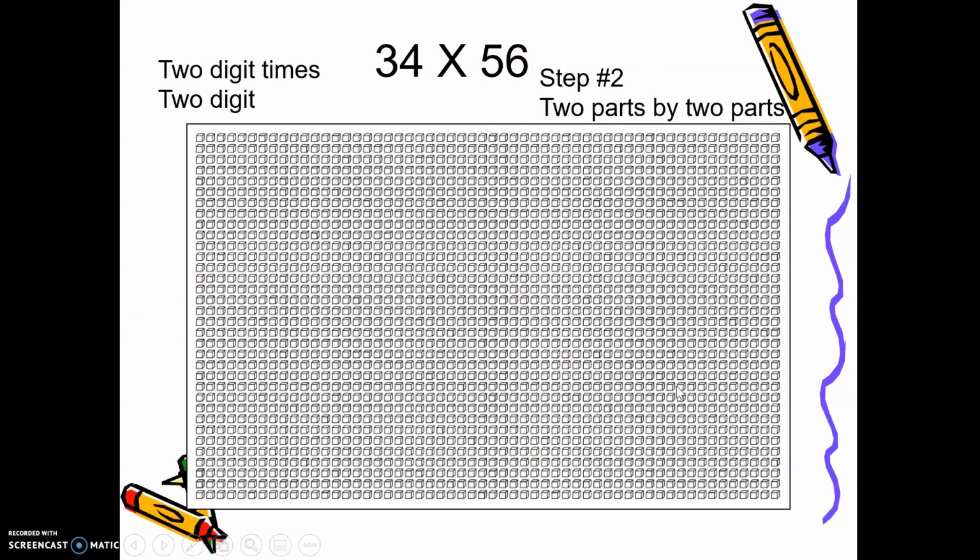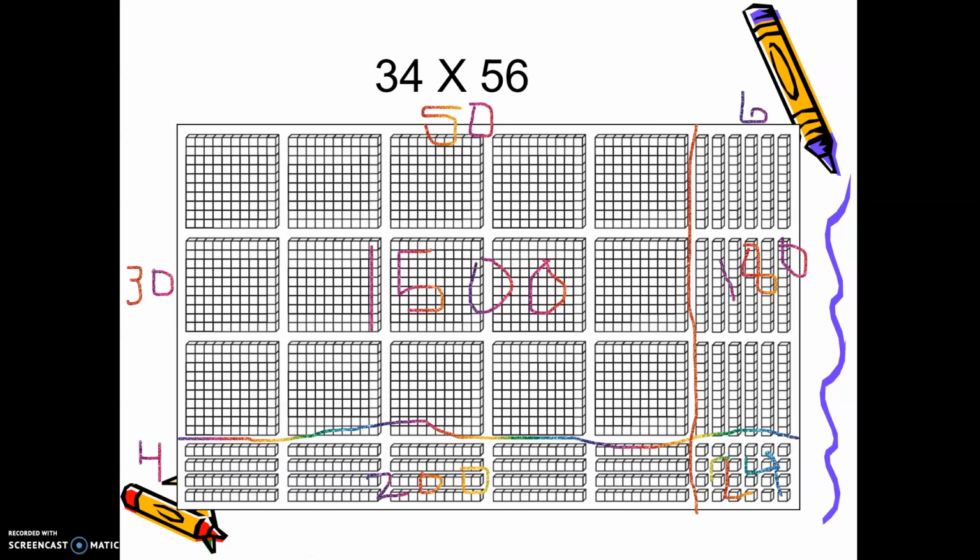Watch. Okay? So we're going to break it into 2 parts. And here are the parts. There's the 50, and there's the 6. Okay? 56. There's the 30, the 3 tens, and then the 4 ones. And basically, all we really need to know is 3 times 5, 3 times 6, 4 times 5, and 4 times 6. There's basically 4 multiplication facts that we need to know.